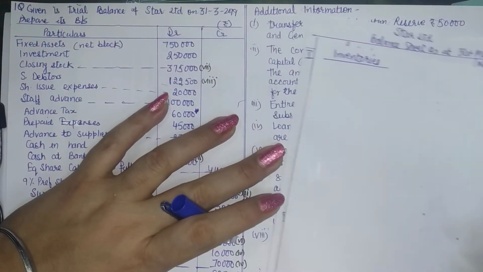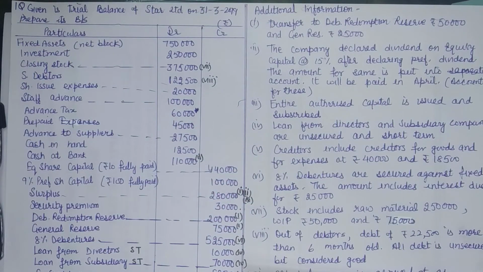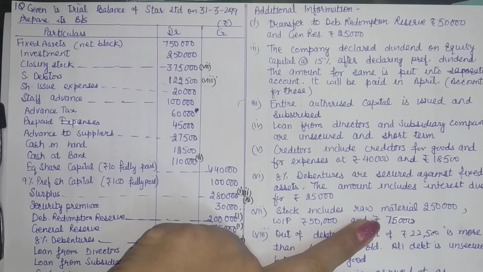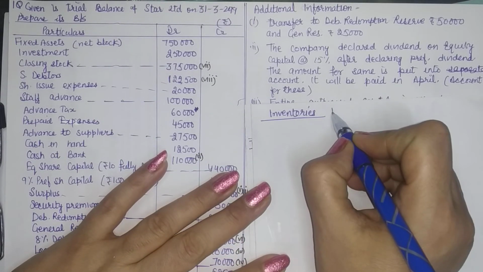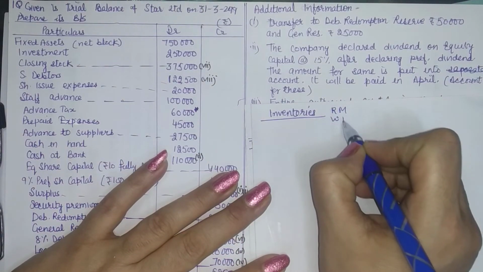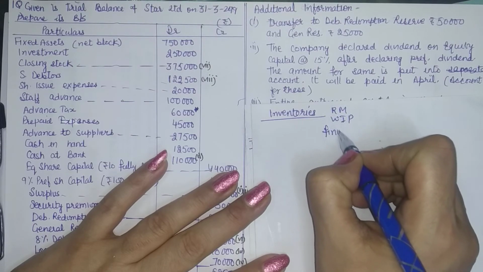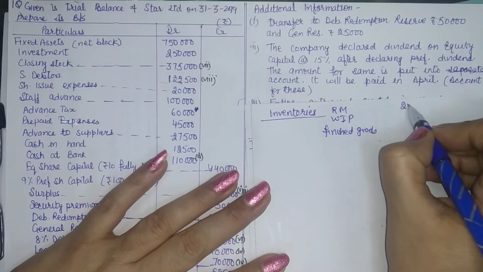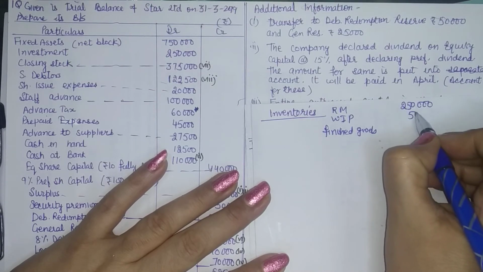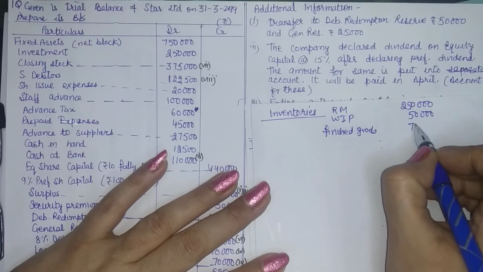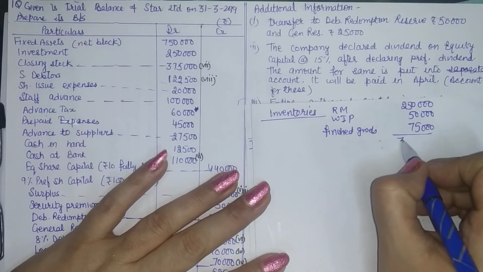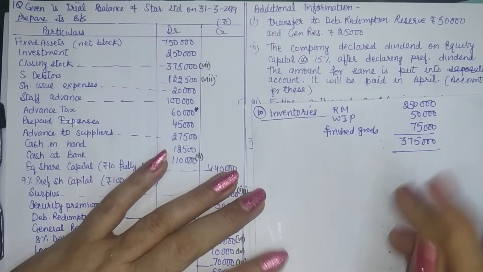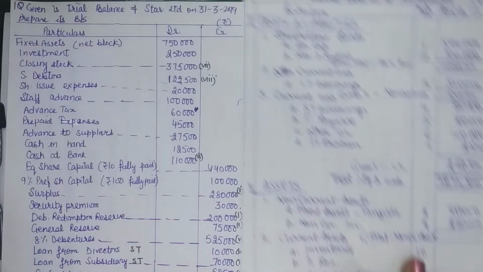So we are given stock includes raw material, work in progress and finished goods. So inventories includes raw material, work in progress and finished goods. To the extent possible we are to give the details. All the details provided to us in the problem will be given in the notes to the balance sheet. So that gives us inventories of 3,75,000.